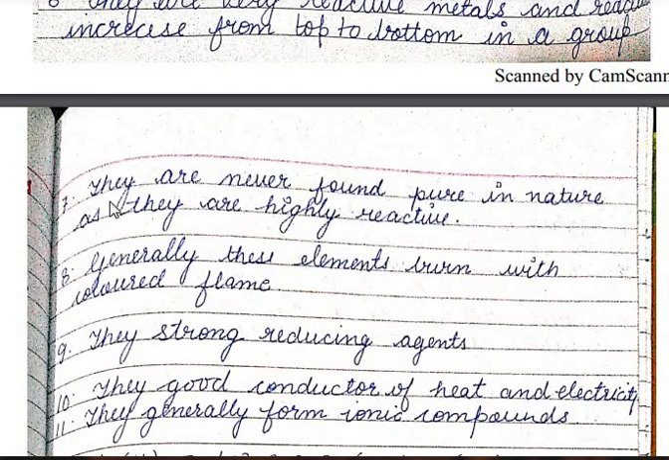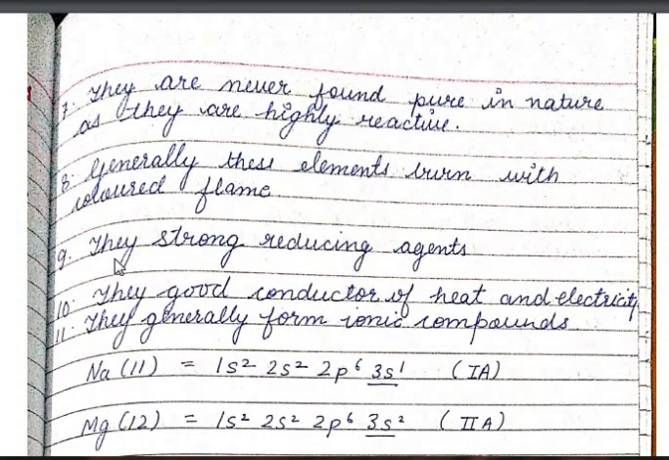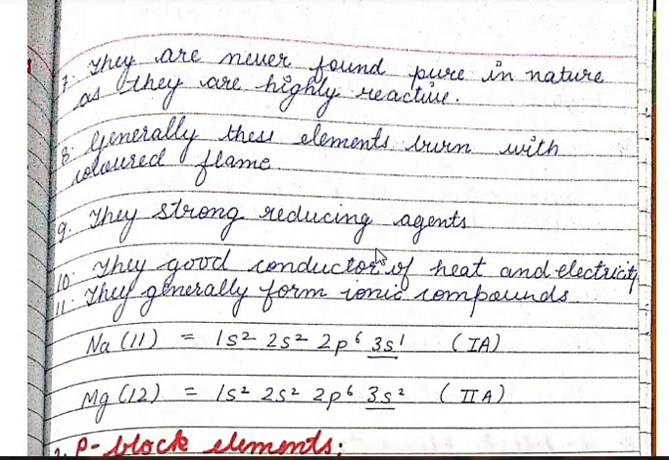7. They are never found pure in nature as they are highly reactive. It means they are all found combined with other elements. 8. Generally, these elements burn with colored flame. 9. They are strong reducing agents. 10. They are good conductors of heat and electricity. 11. They generally form ionic compounds.